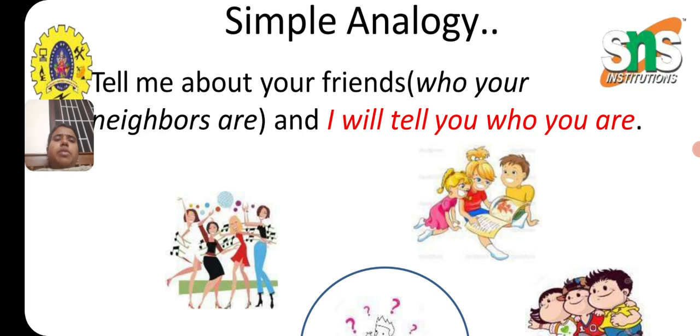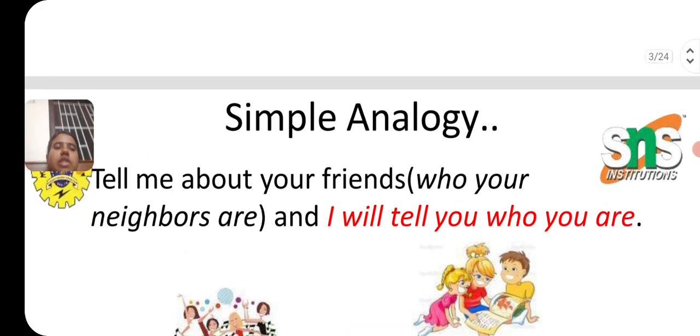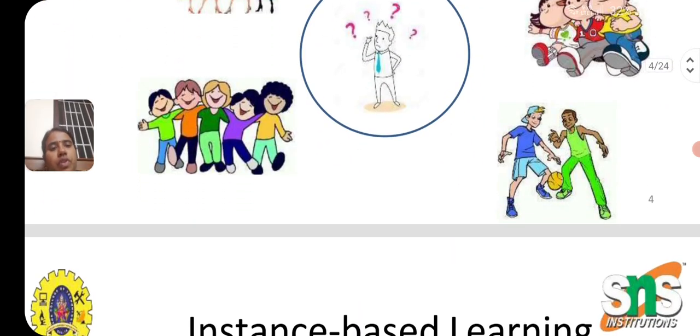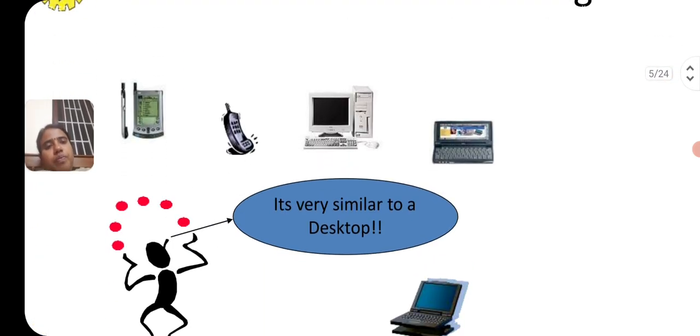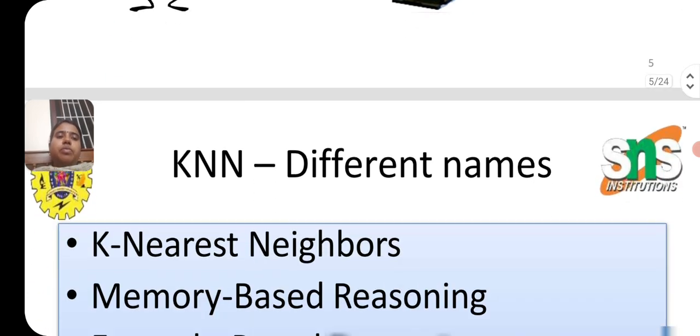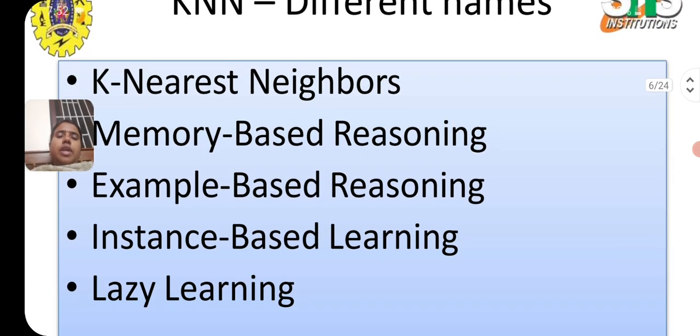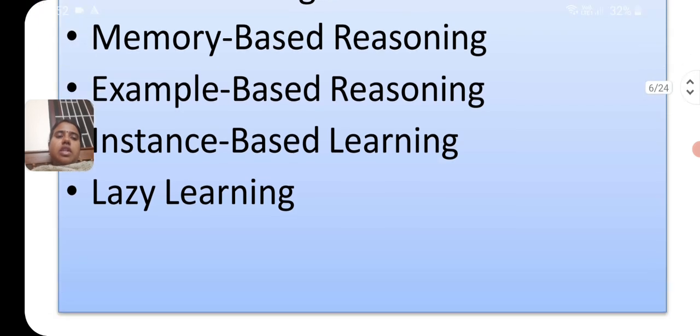A simple analogy: tell me who your neighbors are, and I will tell you who you are. So this is all basic. Instance based learning is very similar. K nearest neighbors has different names: memory based learning, example based learning, instance based learning, and lazy learning.